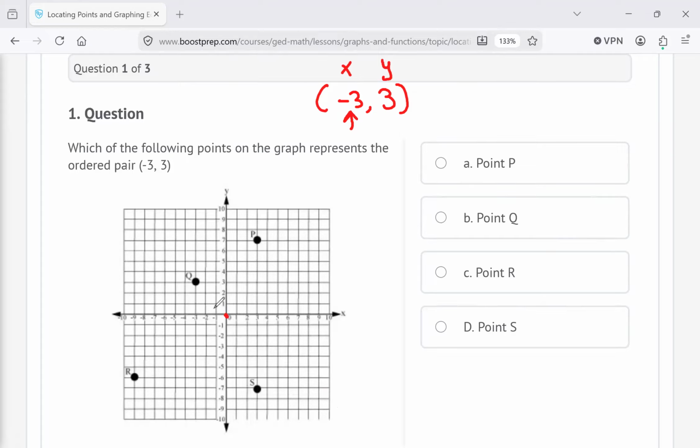And then the y direction goes up or down. So do not plot it here. Plot it after you do your y. So our y value is positive 3, so you're going to go up 3. 1, 2, 3. That is Q. So that is B, point Q. Okay, so that was question one.